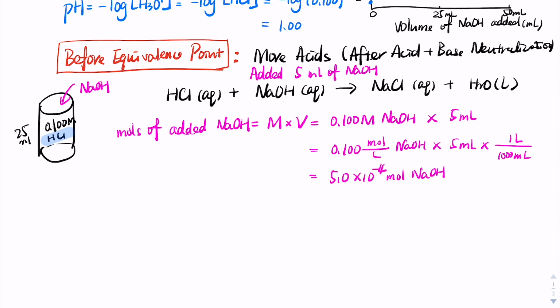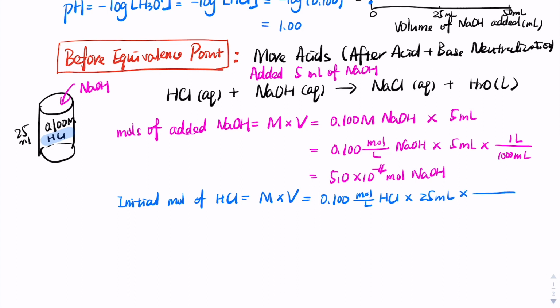Yes, that's correct. Let's do that. Okay, so initially, how many moles of HCl? We'll do the same calculation. Molarity times volume, that will be 0.1. I'm just going to use moles over liter, HCl, and we have 25 ml, so you're going to divide it by 1,000. Then you'll have 2.5 times 10 to the power negative 3 moles of HCl to start out with.